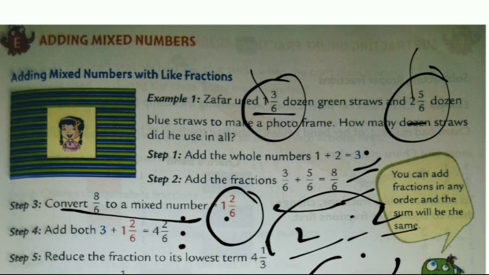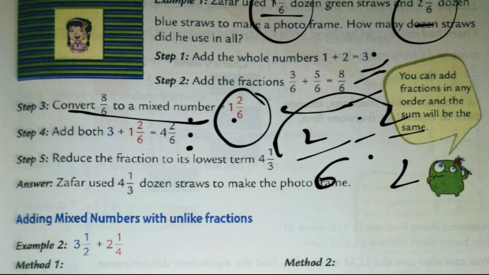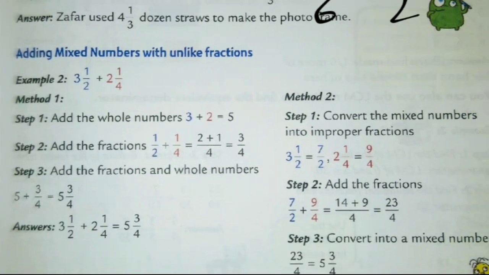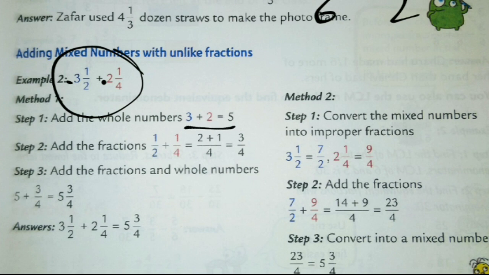That is for like fractions, and like fractions means having the same denominator. The next is unlike fractions, that is having different denominators. In this one, 3 1 by 2 plus 2 1 by 4. See, first we will add the whole numbers and then we will add the fractions.